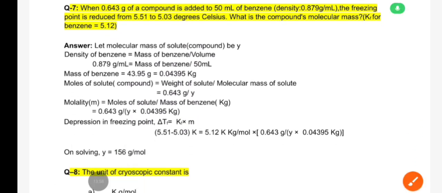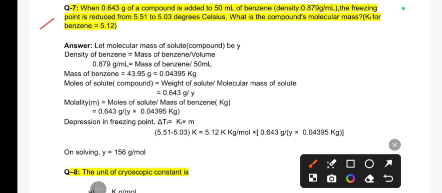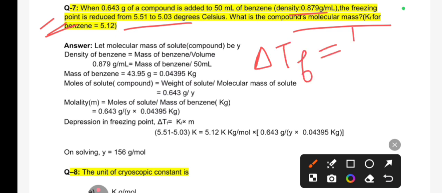So now the next question. When 0.643 gram of compound is added to 50 ml of benzene, density is given, the freezing point is reduced from 5.51 to 5.03 degrees Celsius. What is the compound's molecular mass? Kf for benzene is 5.12. What is asked here? Molecular mass. First you should know the formula of depression in freezing point, related to freezing point. So delta Tf is equal to Kf into m. What is m here? It is molality.